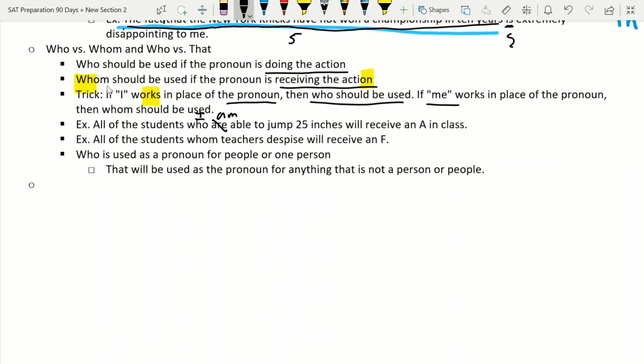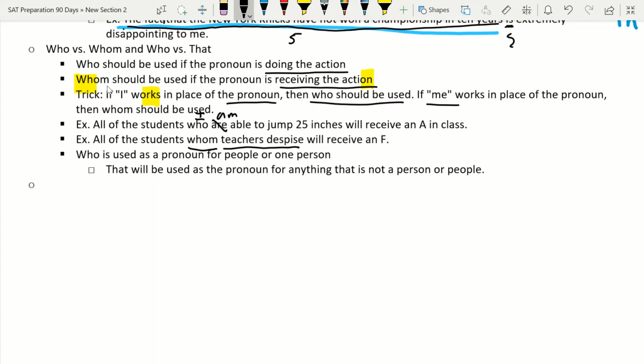Let's take a look at our next example. We have all of the students whom teachers despise will receive an F. Well, if we're going to say teachers despise, would we say teachers despise I, or would we say teachers despise me? We would say teachers despise me, therefore we would want to use whom there. Okay, so that's how you can figure out where to use who versus where to use whom.